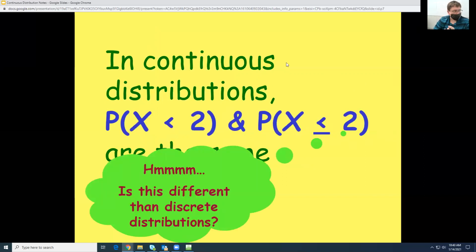Is this different than discrete distributions? Yes, because with discrete distributions, there's no space in between. So you're either at 2 or you're starting at 1. That's what makes them different. With continuous, no difference here. We're okay with either one of these. If you write these down either way, you'll get the same answer.